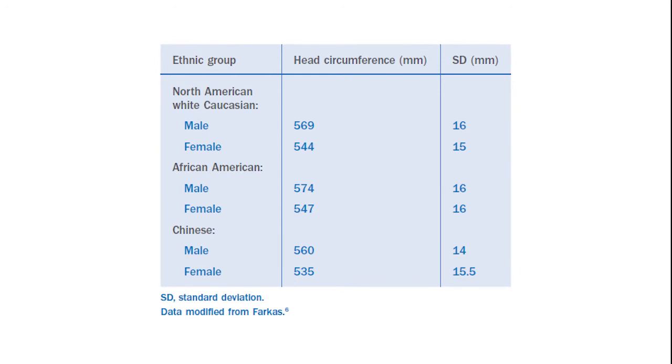The next index is the head circumference. The head circumference is measured in the horizontal plane around the head through the glabella and opisthocranion. However, it may be measured across the ophryon.